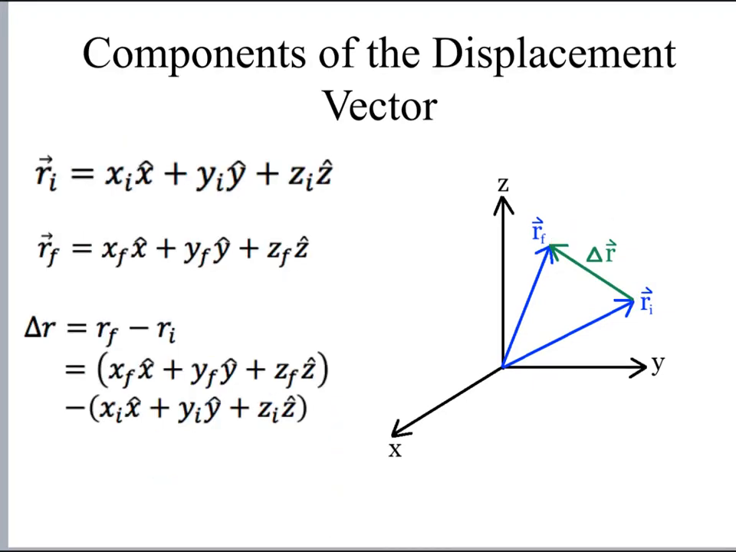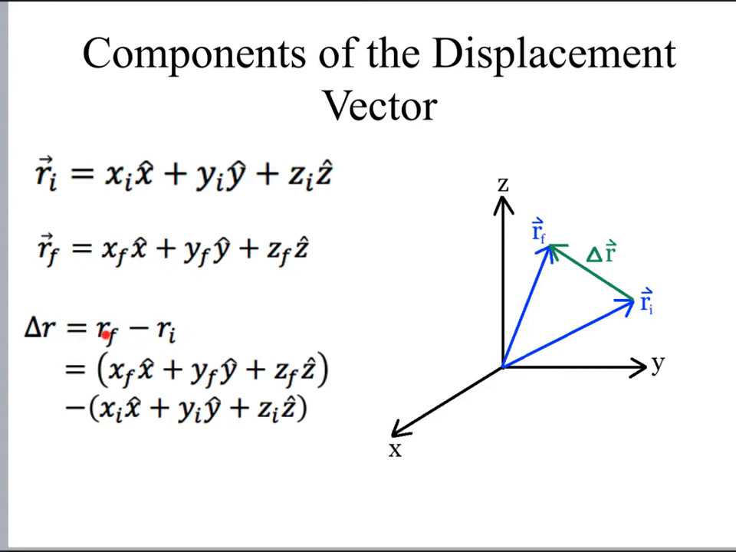Now, if I want to write these all out in terms of their possible components, I can say that my initial position is going to have some x initial, some y initial, that's the y component of the initial position vector, and this would be the z component, zi, the initial z component of the initial position vector. And I can do the same thing for the final vector. It will have its own x, y, and z values.